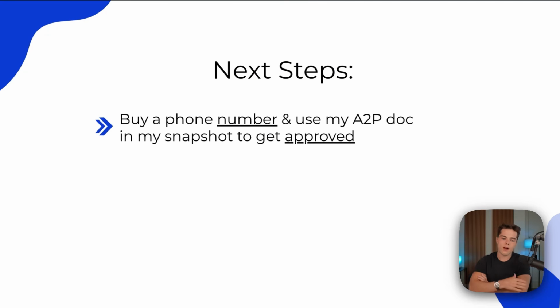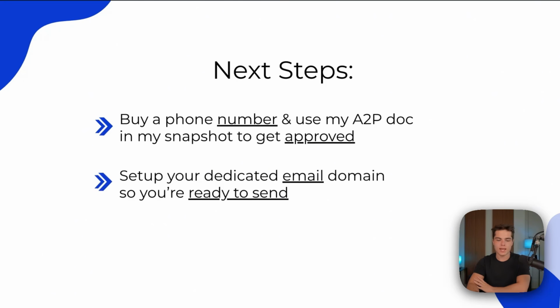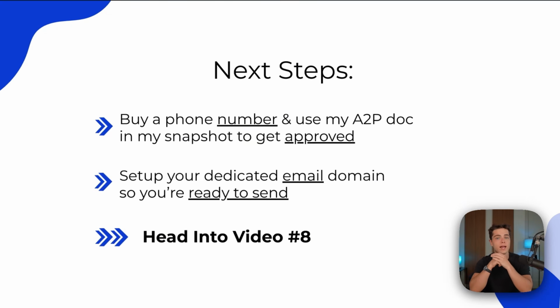Next steps is going to be, obviously, buy that phone number, use the A2P doc in my snapshot to get approved, and then set up your dedicated email domain if you're ready to start sending, which, again, all of you guys should have probably done by following that. So hopefully that all makes sense. And then lastly, head into video 8, which is the last video inside of this module.